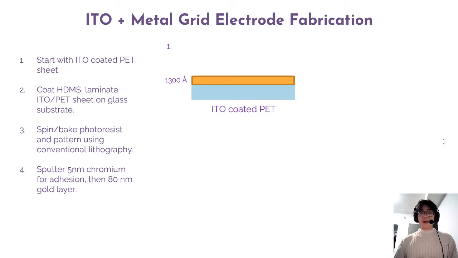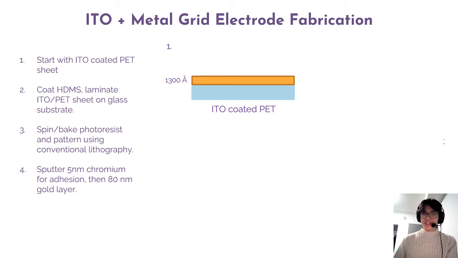We'll now examine the fabrication process that will be performed to fabricate gold metal grids on ITO, which will be used to realize our transparent electrodes. We start with an ITO-coated PET sheet with an ITO coating thickness of 1300 angstroms. These sheets will be procured from Sigma Aldrich.